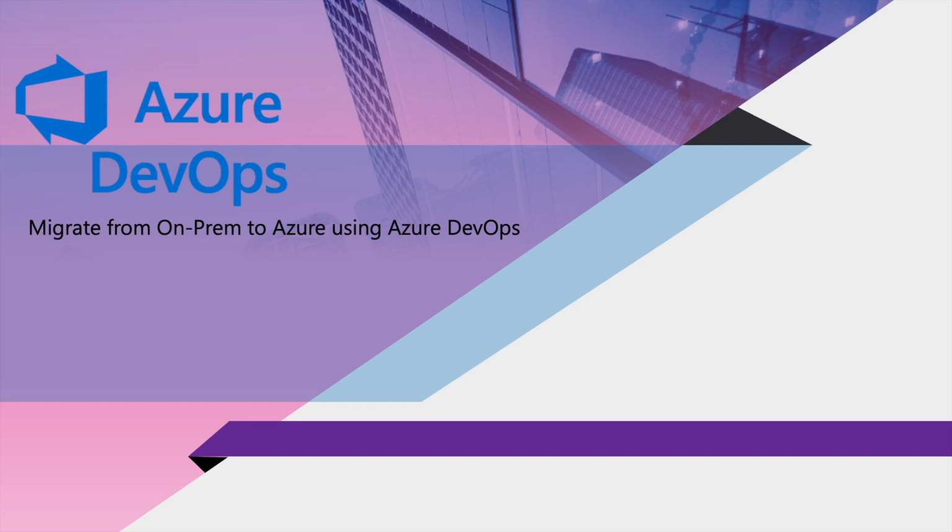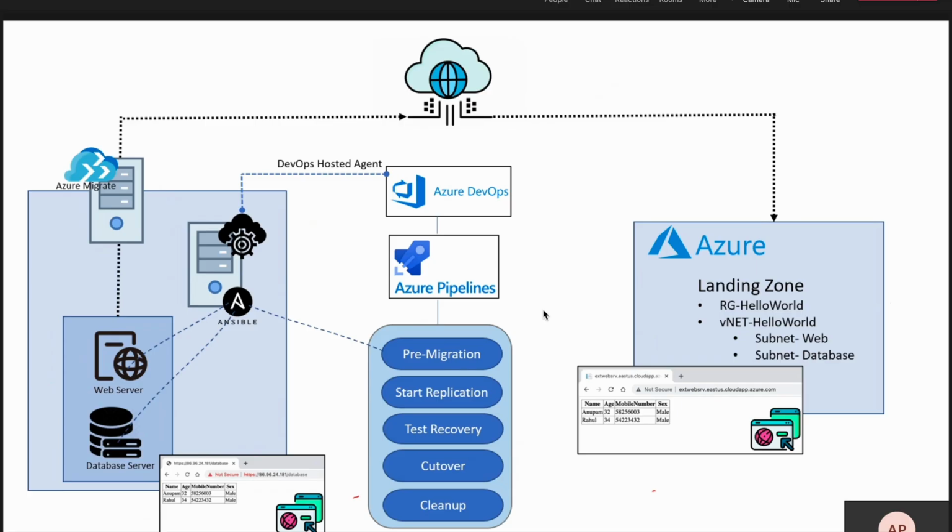I will try to explain what we are trying to do here. Let's start by understanding the infrastructure. On-prem, we have already installed Azure Migrate and the discovery has been done. In the discovery, we found there is one web server and a database server. We try to access its portal and everything looks good. And this is the application which we are trying to migrate to Azure.